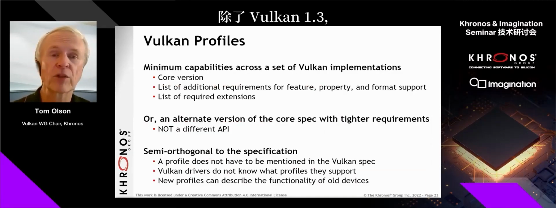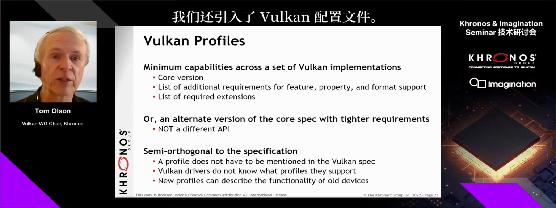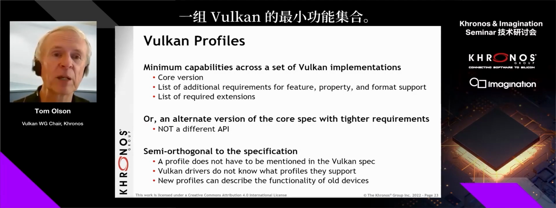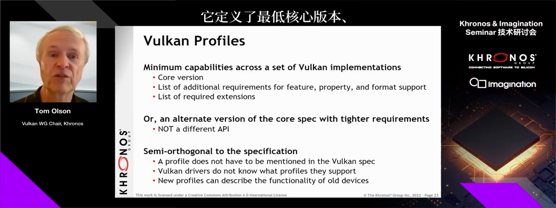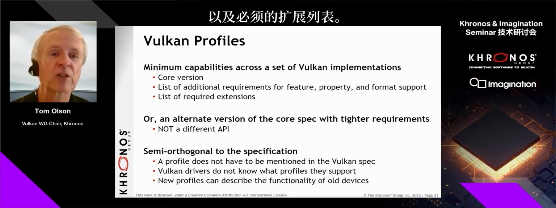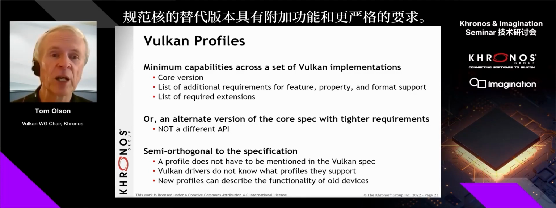Along with Vulkan 1.3, we introduced Vulkan Profiles. A profile is a formal specification of minimum capabilities across a set of Vulkan implementations. It defines a minimum core version, a list of required features, properties, and formats, and a list of required extensions. It's like an alternate version of the core specification, which has additional features and stricter requirements.